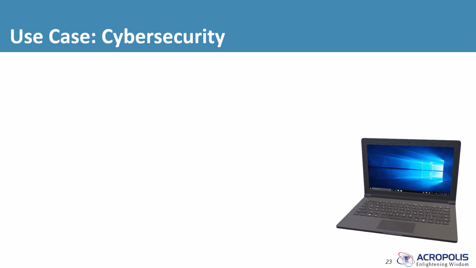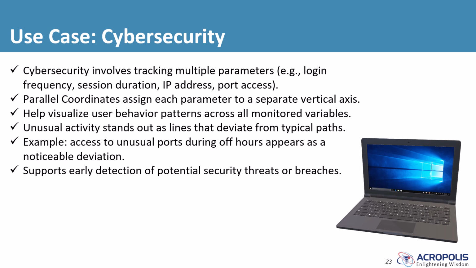Fourth is cybersecurity. Cybersecurity involves tracking multiple parameters. Example: login frequency, session duration, IP address, port access. Parallel coordinates assign each parameter to a separate vertical axis. Helps visualize user behavior patterns across all monitored variables. Unusual activity stands out as lines that deviate from the typical path. Example: access to unusual ports during off hours appears as a noticeable deviation. Supports early detection of potential security threats or breaches.